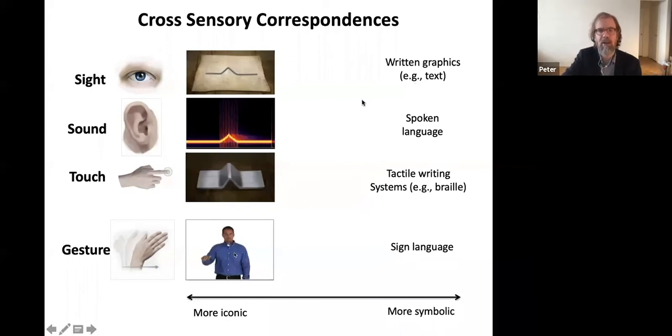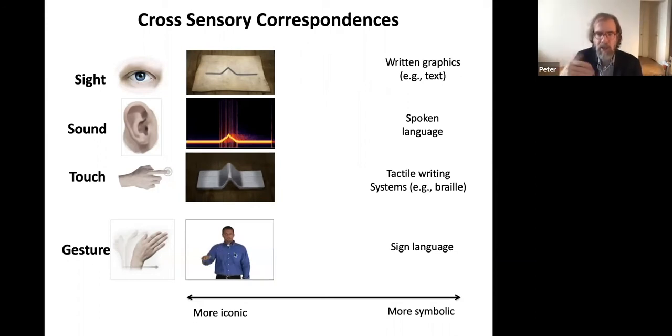So on the right, across from the visual graphic of the mountain shape, we would have written graphics such as text or other writing systems throughout the world. And next to the sound label, where we had the rising and falling sound shape, we've got language. That's the more symbolic, conceptually oriented convention, in contrast to a more iconic type of representation that resembles the thing it represents.